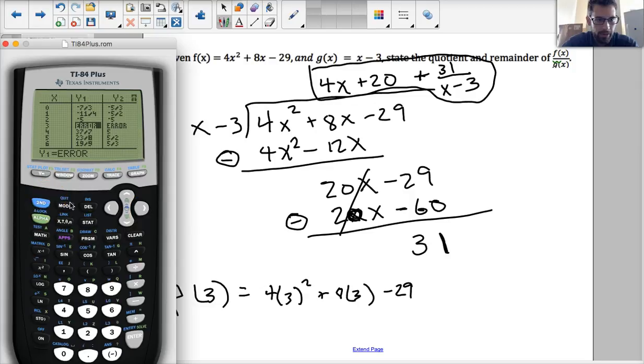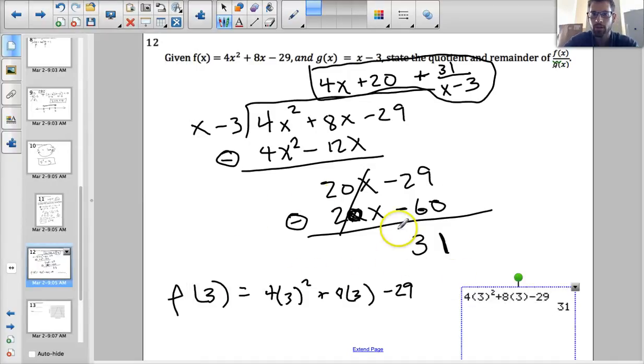And I'll use my calculator for that just to make my life easier. So 4 times 3 squared plus 8 times 3 minus 29 gives me 31. And hey, yay, that works. My remainder checks out. So here I've got the quotient and the remainder.